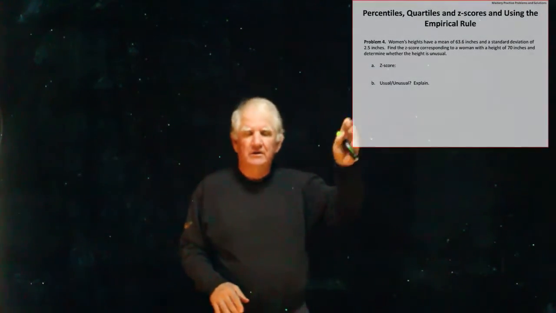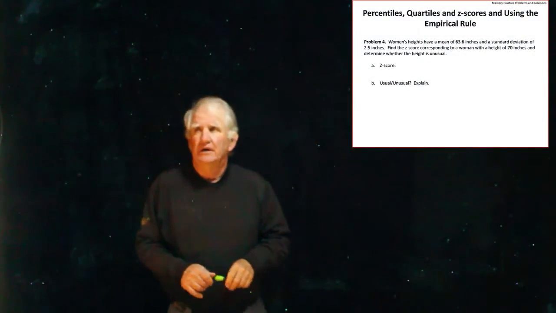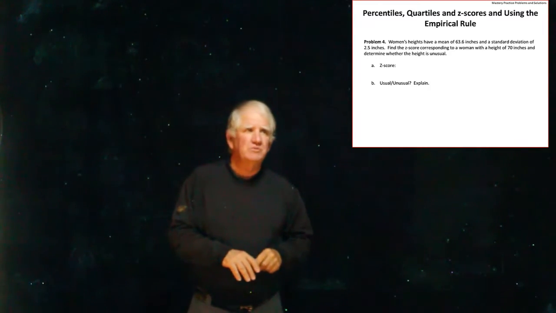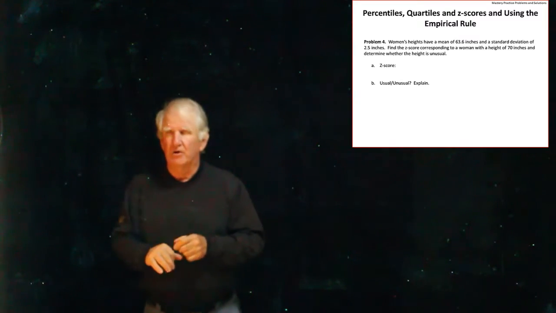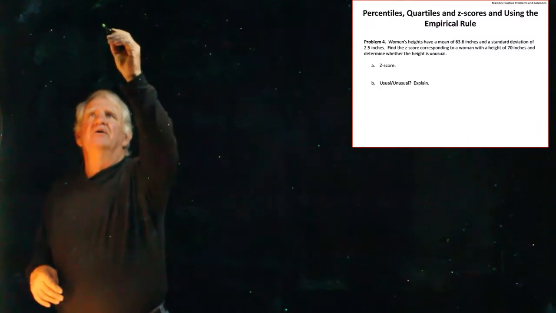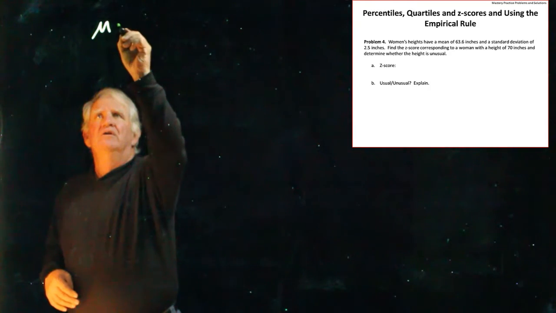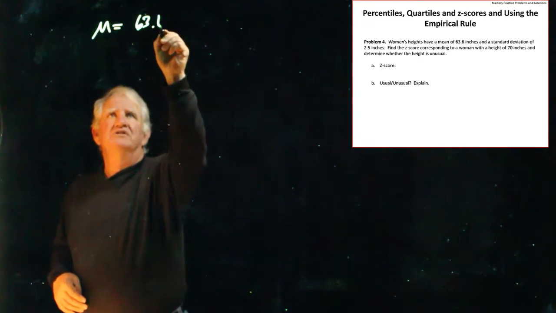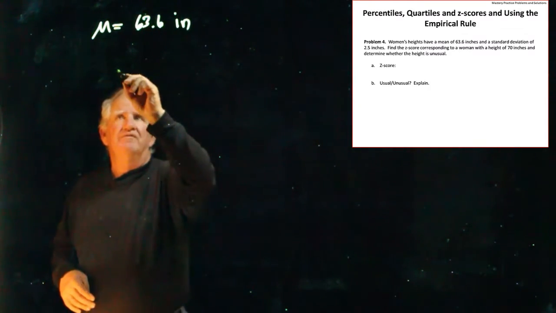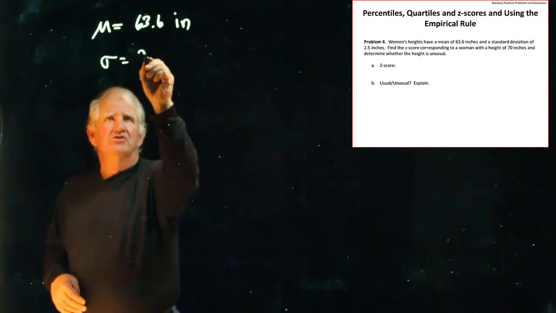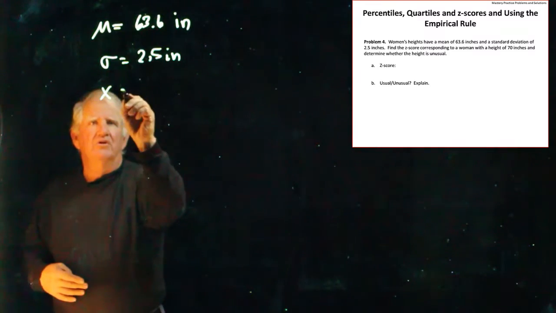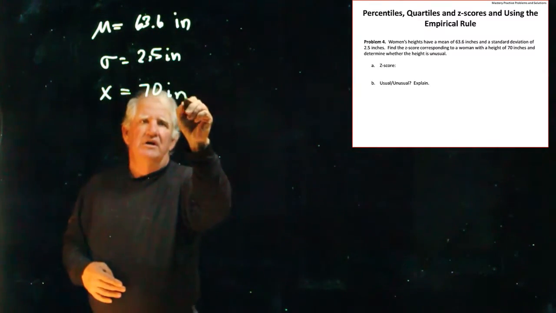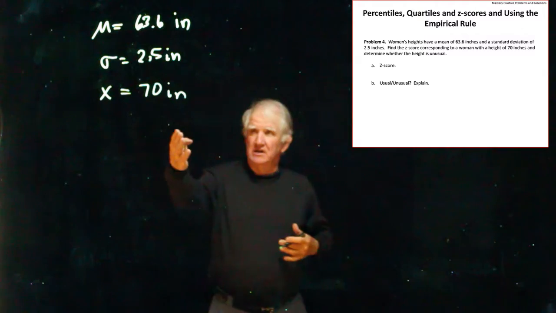All right, I believe this is the last problem on calculating z-scores. Again, another quick problem. This one says we've got a population of women, and we've measured their heights. And what we found is that the mean is 63.6 inches, and that the standard deviation is 2.5 inches. And we want to look at one particular value, 70 inches, and ask what's its z-score and is it unusual?